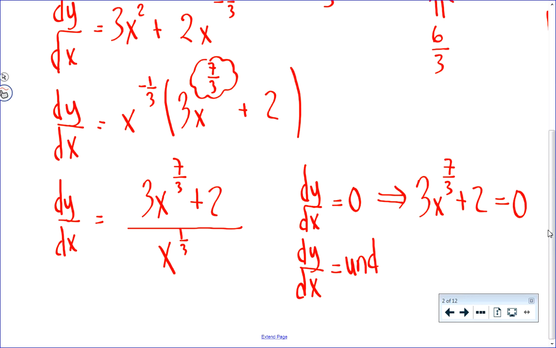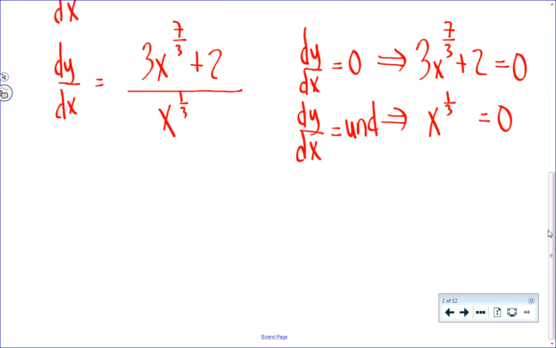Where does the numerator equal 0? If we solve, on the other hand, this equation, we will be determining values of x that make the derivative undefined. So you're always factoring, writing things with positive exponents, and then solving the numerator equals 0 and the denominator equals 0. Well, let's tackle, first of all, the numerator.